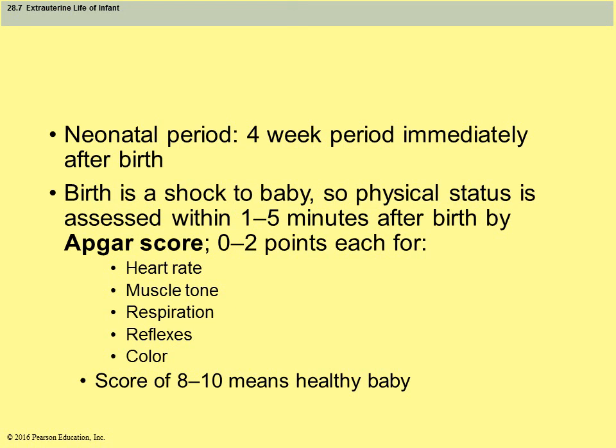The neonatal period is the 4-week period after birth. The birth is a shock to the baby, so there are going to be some assessments that need to be done immediately after birth. These are referred to as the APGAR score. There's a scoring system that is given for heart rate, muscle tone, respiration, reflexes, and color. If that score is between 8 and 10, that means it's a very healthy baby. So we use that as a guide for evaluating the overall health of the newborn.